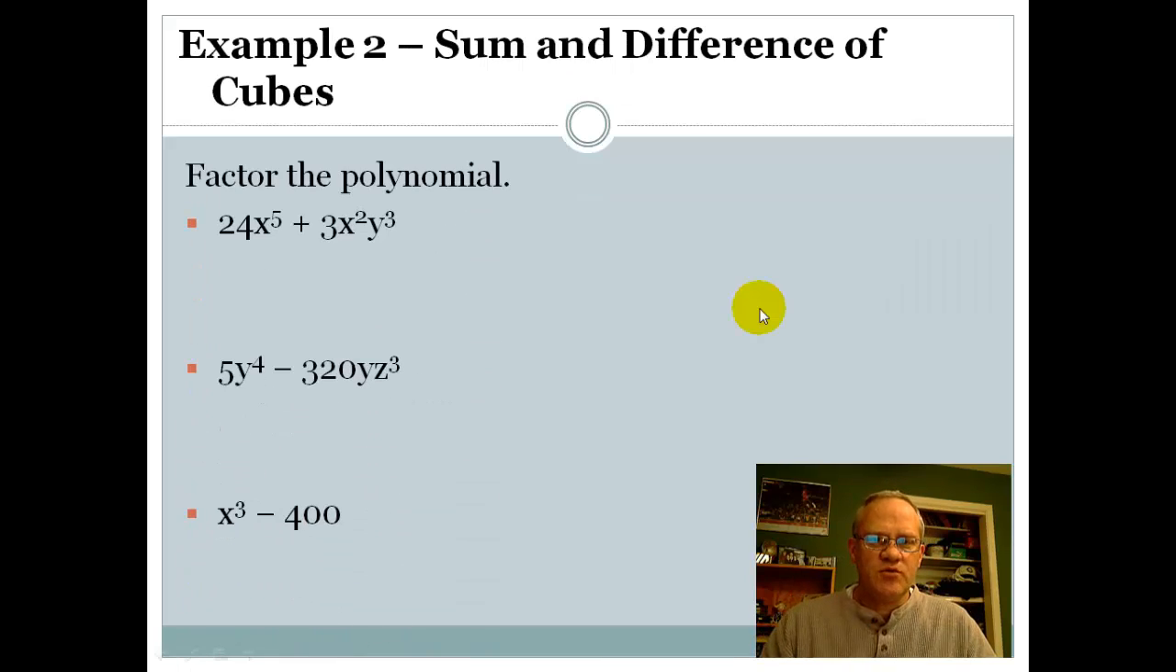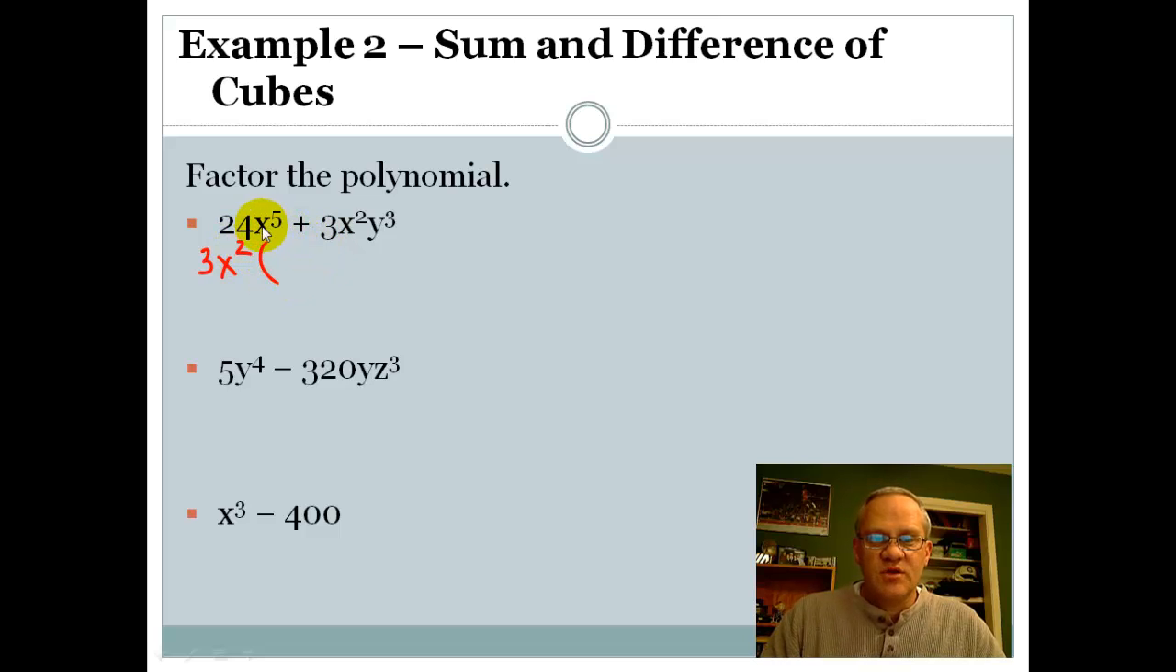All right, here's a few that we got to work through. Now, remember what I said before? We always look for a GCF first, right? So we're going to look for a GCF and be able to find it here. You notice between these first 2 here, they both have a factor of 3 that we can take out, GCF of 3, and they both have an x squared. So we took out a 3x squared.